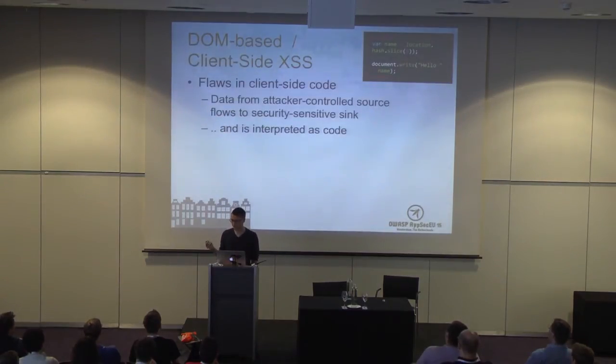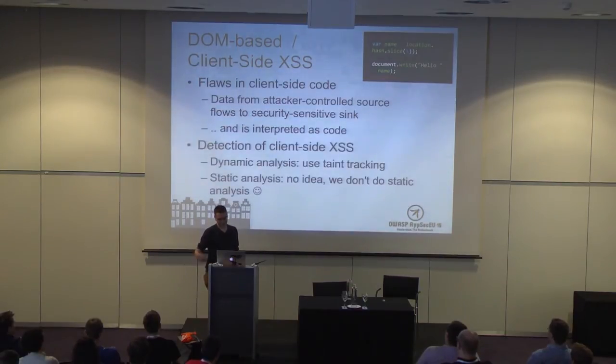So what is DOM-based or client-side cross-site scripting? This is basically a term that subsumes all classes of vulnerabilities that are purely caused by flaws in client-side code. So we have data from an attacker-controllable source. Think about, for example, the URL. That is something an attacker can control if they open an iframe, for example. And that ends up in a sink, which is basically the same thing as on the server side as well. Only difference is there are different sinks on the server side and on the client side. So in this case, for example, document.write, you can see up here, this constitutes a cross-site scripting vulnerability.